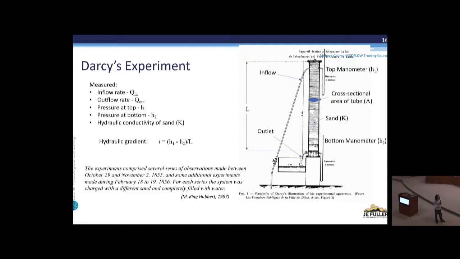He knew the flow in, and then it was a matter of seeing how these two things related and how the two pressures related. And so eventually he defined these terms, the inflow rate, Q in, outflow Q out. Pressure at the top was defined by something called head, which is a combination of water pressure and gravity, and same thing at the bottom. And then hydraulic conductivity, this was a property of the sand that he put into the tube, and that really is just a proportionality coefficient for his purposes.